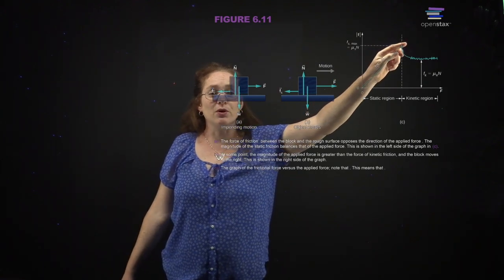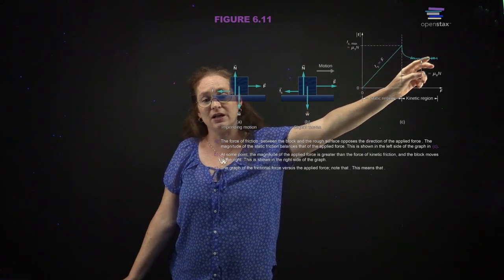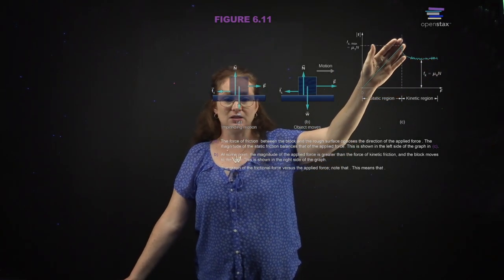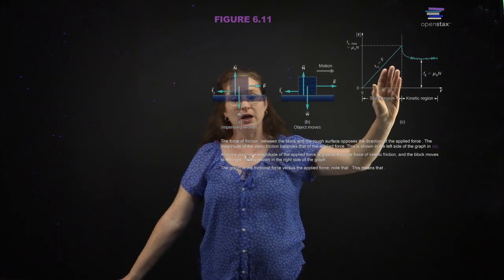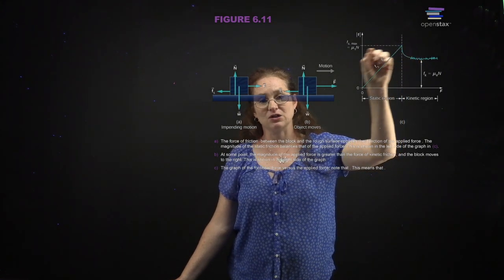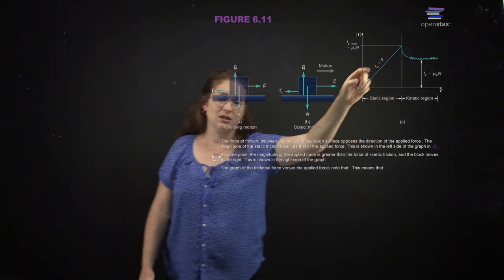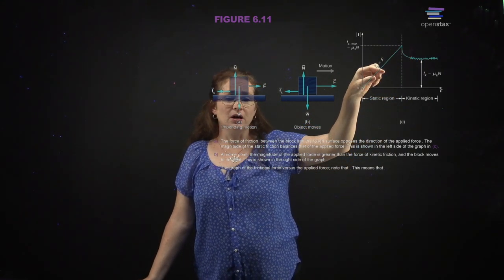At some point, you push enough that it starts moving, and then your force of friction actually goes down. So this is the static friction regime, and this is the kinetic friction regime. For static friction, you're given the max when you're given mu sub s. That's the highest value that friction can reach. It can always be lower.